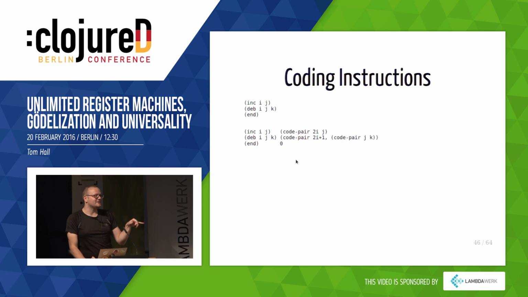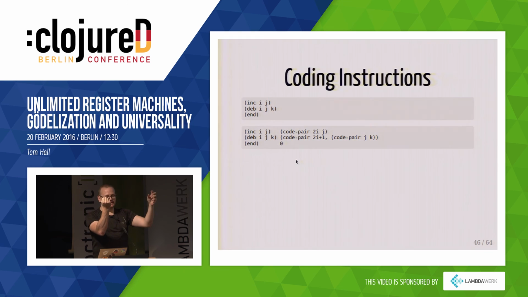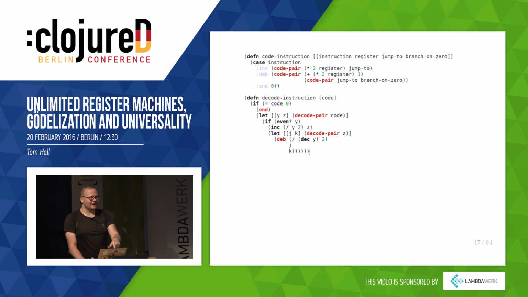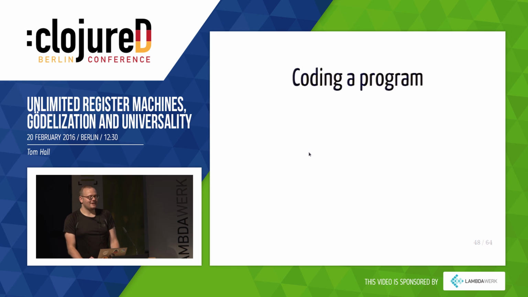And we use an arity trick, whether it's odd or even, to still use our pairs. Is that clear? After we've unpicked the number, we look at the first thing. If it's even, then we know it's an inc instruction. If it's odd, then we know it's a deb instruction. And if it's 0, we know that it's a halt. So we have a way of coding instructions. Again, you can check the code later.